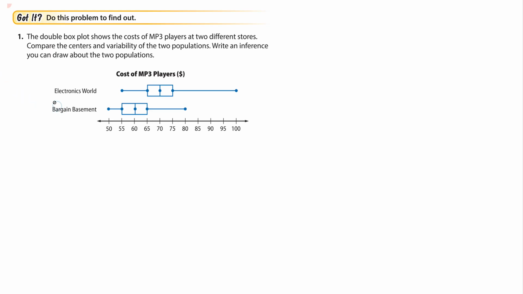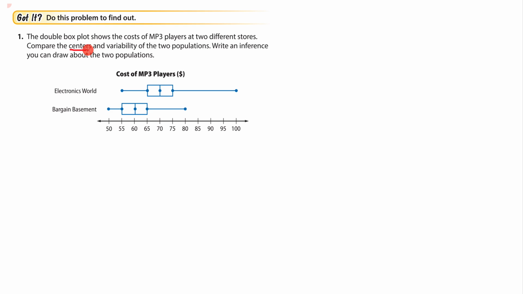So here is Got It number 1. And it says the double box plot shows the cost of MP3 players at 2 different stores. Compare the centers and variability of the 2 populations. Write an inference you can draw about the 2 populations. So if we look at it, let's compare the centers first.